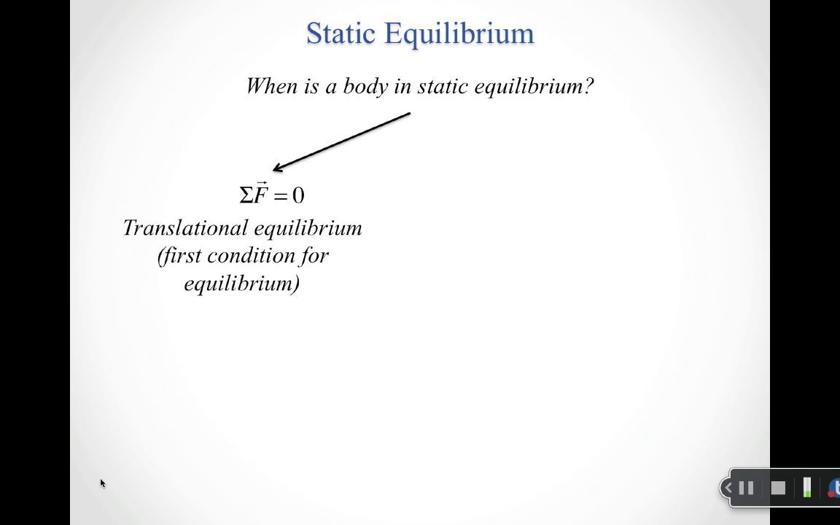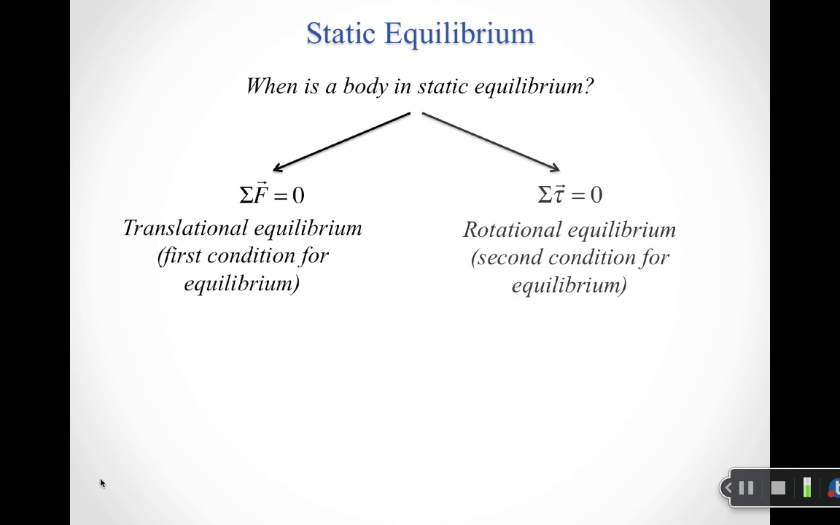Translational equilibrium tells us that all the forces are in balance. The second condition is rotational equilibrium. That tells us that all the torques cancel out. So our two conditions for equilibrium are that the vector sum of all the forces has got to equal 0 and the vector sum of all the torques has got to equal 0.